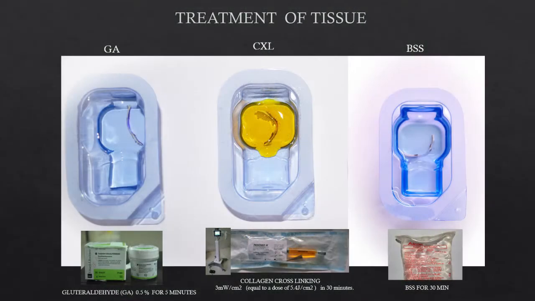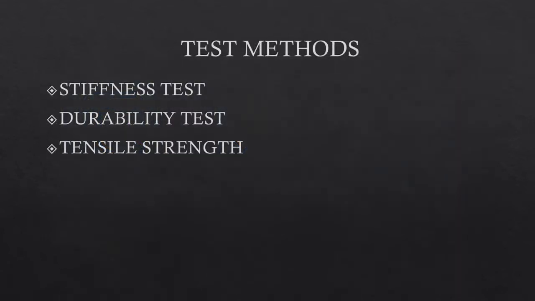Three strips of donor corneal tissue were taken from the same donor. The first strip was treated with 0.5% glutaraldehyde for 5 minutes. The second strip underwent the regular cross-linking, that is 3 mW per centimeter squared, for 30 minutes. The third strip was kept in BSS as a control. The treated tissue underwent the following 3 tests: the stiffness test, durability test, and the tensile strength.